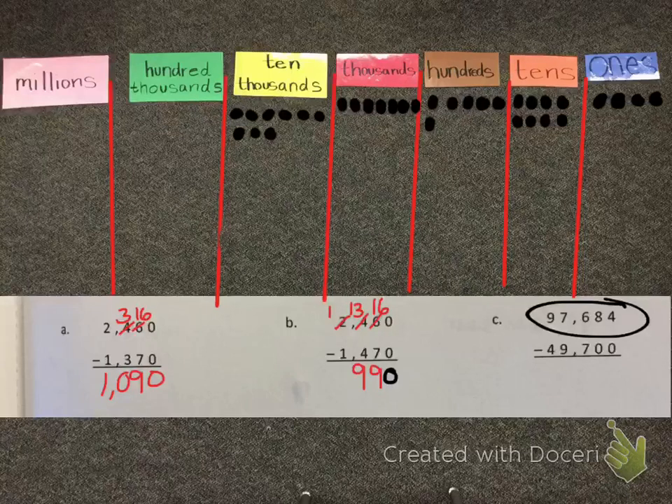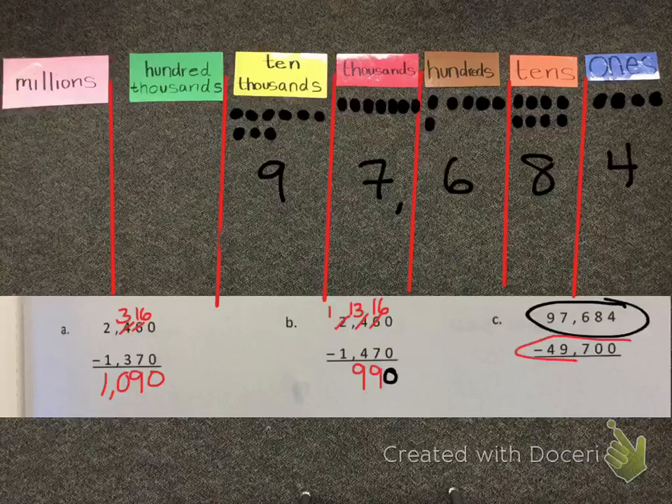Perfect. And now I'm going to put digits underneath to represent it. I'll put a little bit further down. 4, 8, 6, 7, and 9. So 97,684. Perfect. We are then going to subtract 49,700 from that. Subtract. Perfect. Now, let's start subtracting dots.